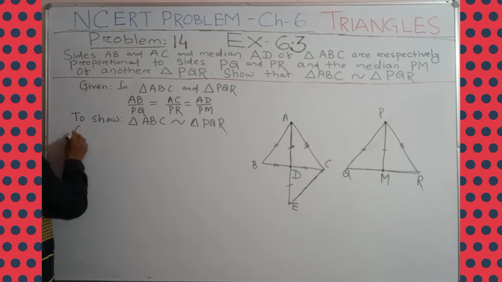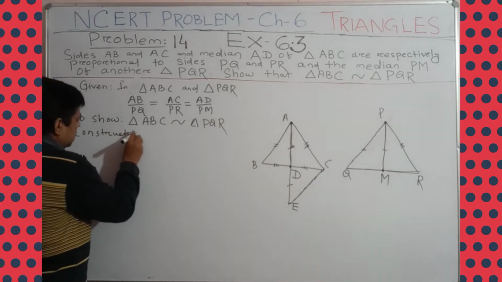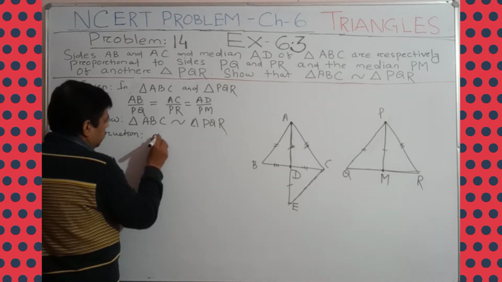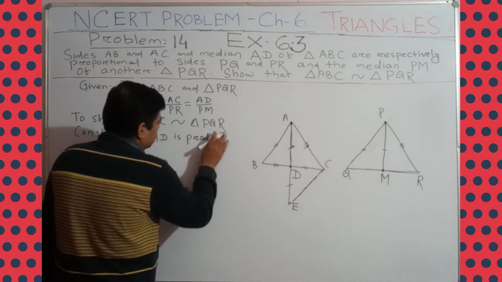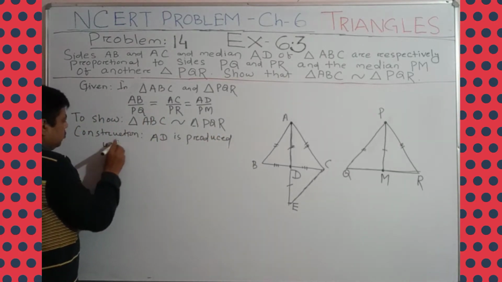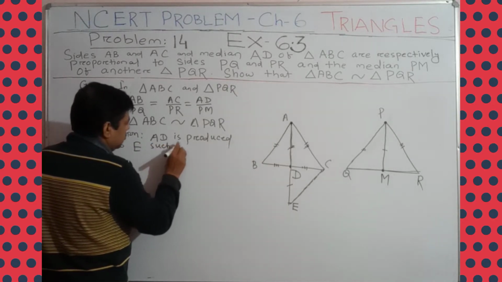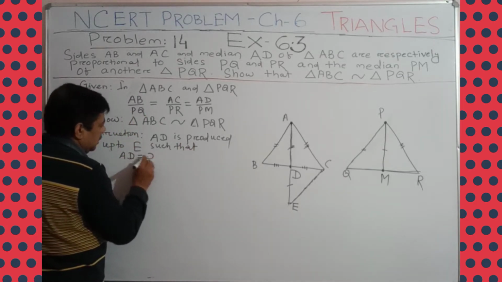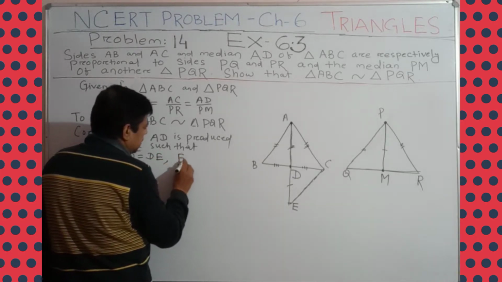So let us write the construction. The median AD is produced up to E, such that AD is equal to DE, and EC is joined.